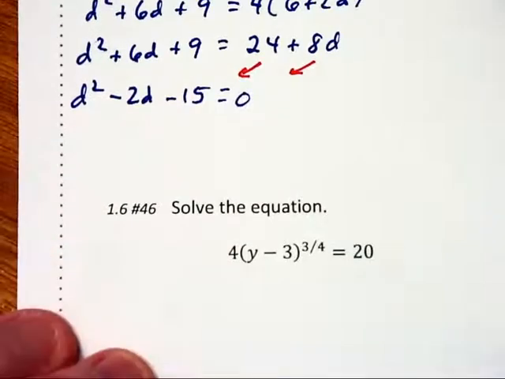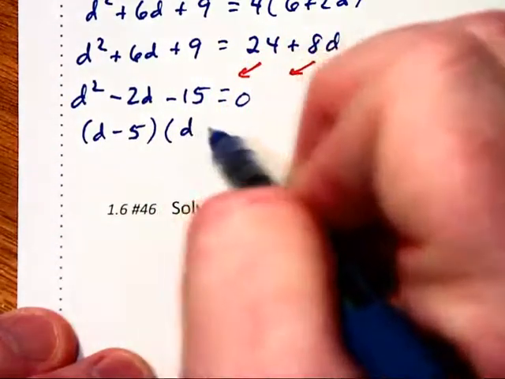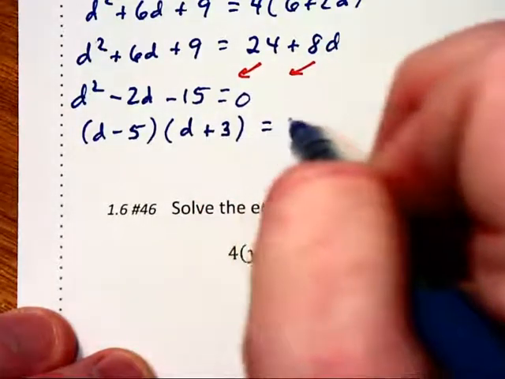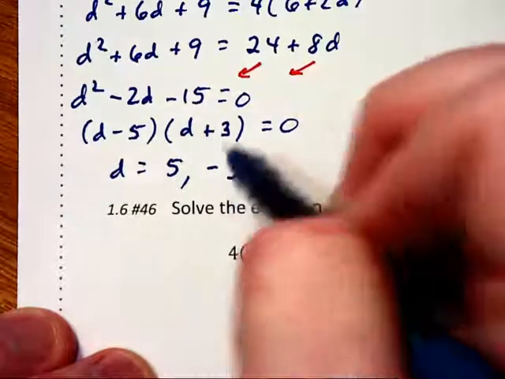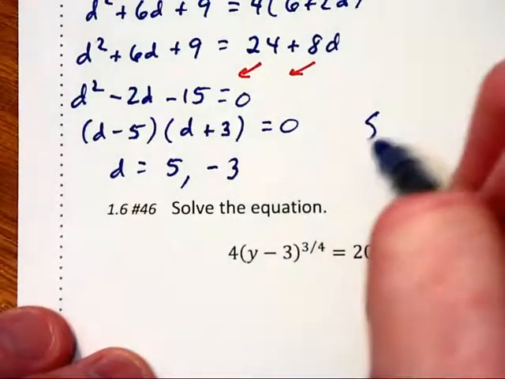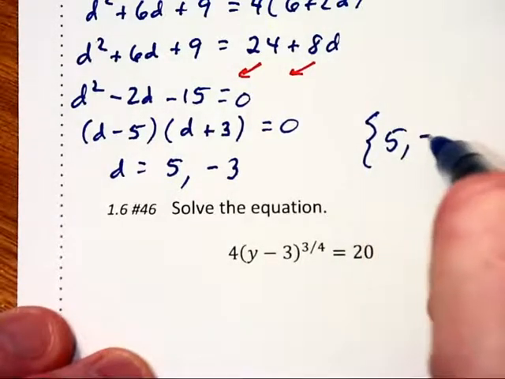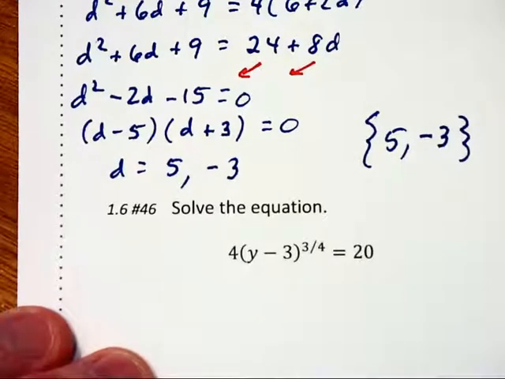This will then factor into d minus 5 times d plus 3 equals 0, and d will either equal 5 or negative 3. It turns out that both of these values work when you substitute them in, so those two values go into the solution set. That was a long problem.